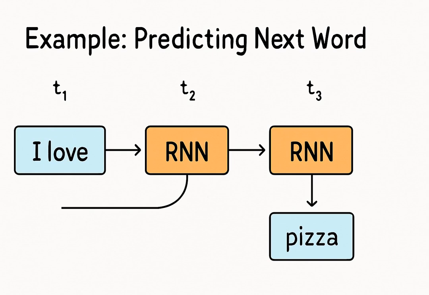Predicting the next word in a sentence. If the input is "I love," the RNN remembers the words and predicts the next one might be "pizza." That's how memory guides predictions.